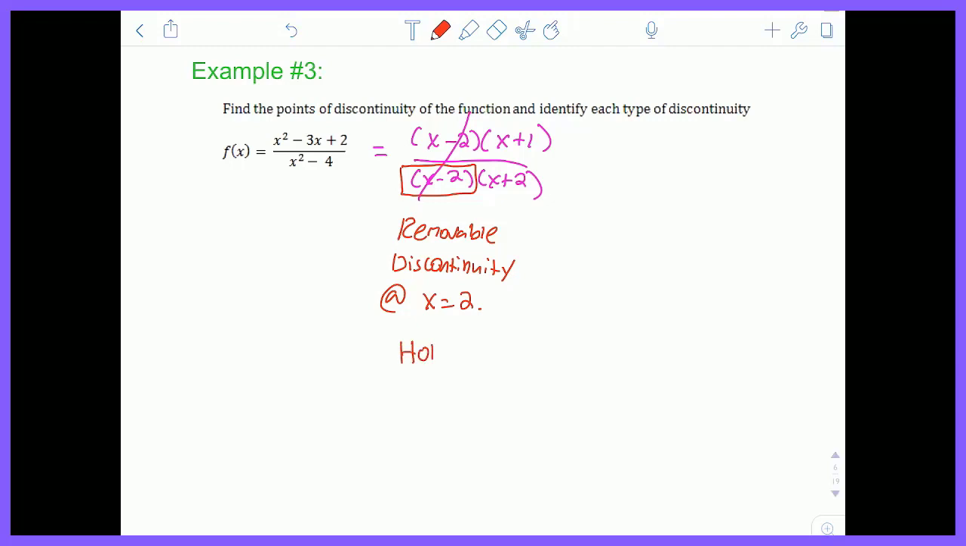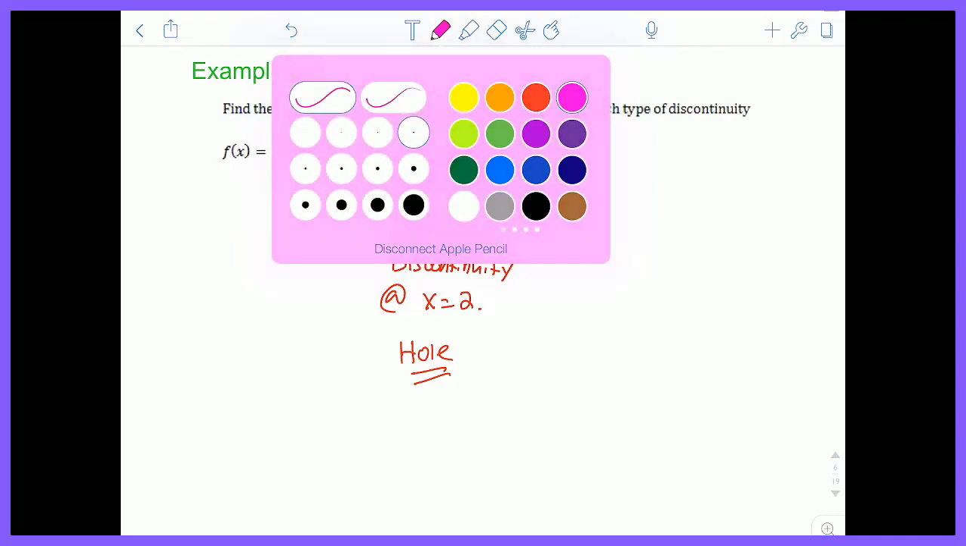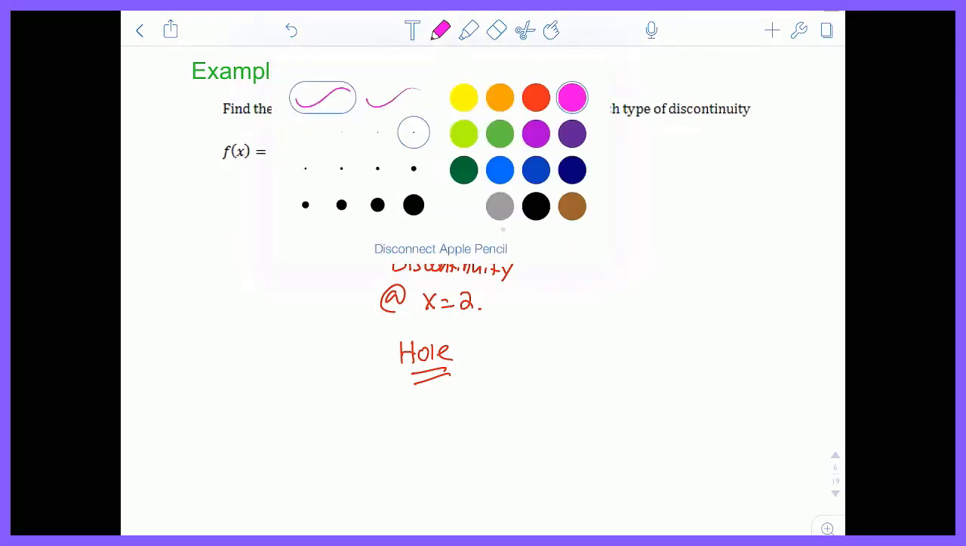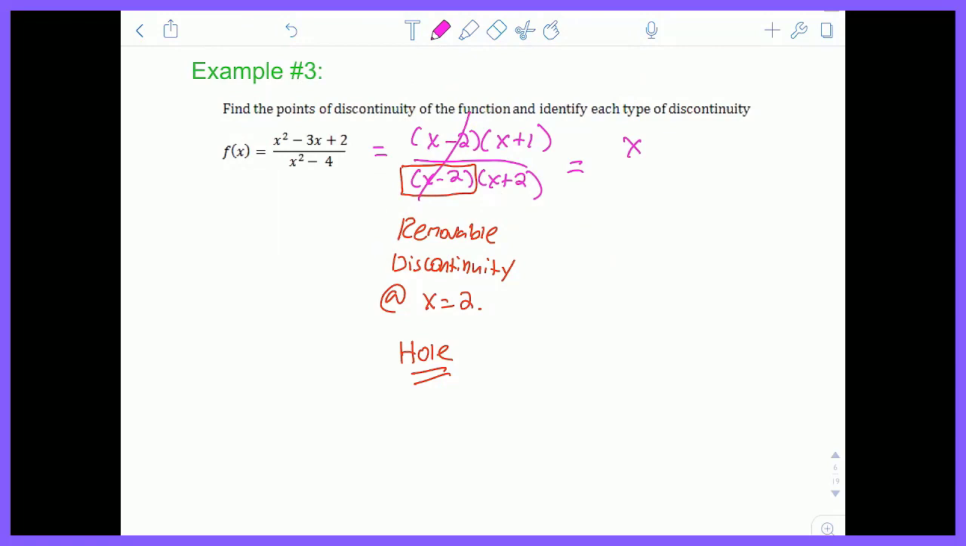This is a hole. This is a removable discontinuity. Additionally, you've got this thing right here. Actually, we'll continue the function right here: x plus 1 over x plus 2. This right here, you've got another discontinuity.